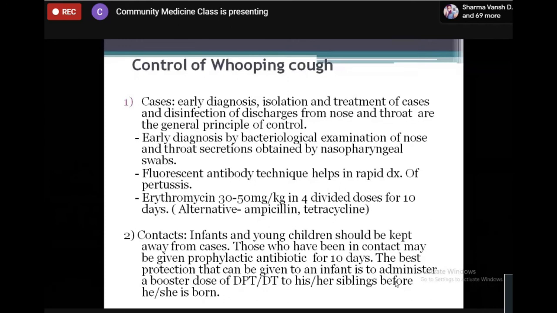Okay, it is given for 10 days. So if the child is allergic to erythromycin or if erythromycin is not available, you can give ampicillin or tetracycline too. So these are the alternative drugs.